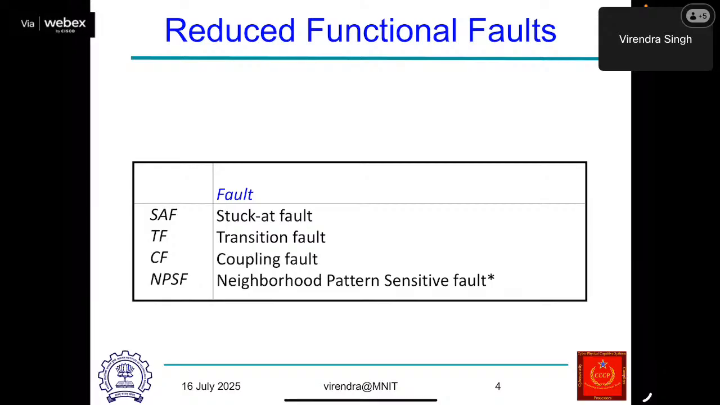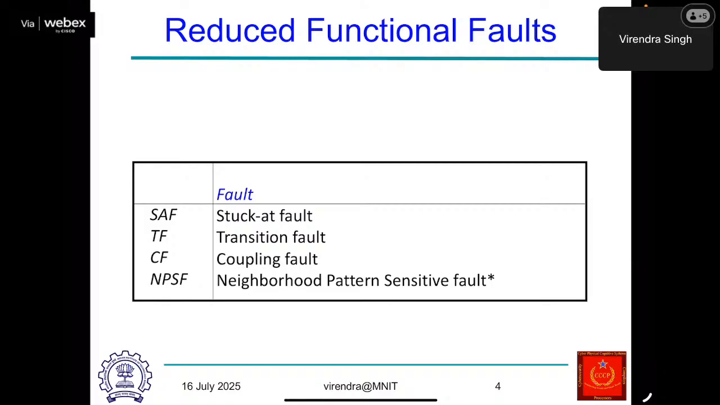The other one is the transition fault model, which says that the cell may not be able to transit from one value to another value within the period of time in which it is supposed to operate. So this can be the transition from 0 to 1 or 1 to 0.